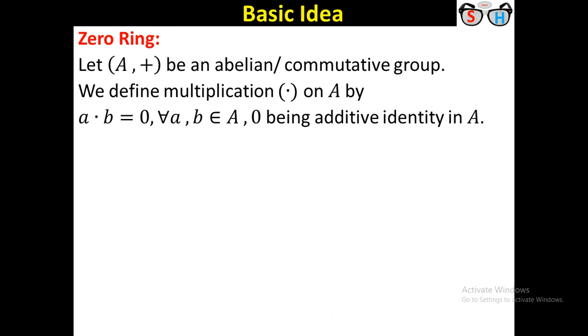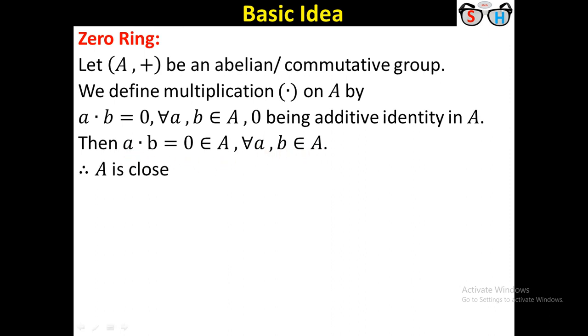Now I will check (A, ·), that is, the set A under multiplication, whether it is a semigroup or not. For that purpose we can write a·b = 0 for all a, b in A. That is, the multiplication of two elements is 0. Here see that there are two arbitrary elements in A, and their multiplication is 0, which is also in A. Therefore we can say that A is closed with respect to multiplication.